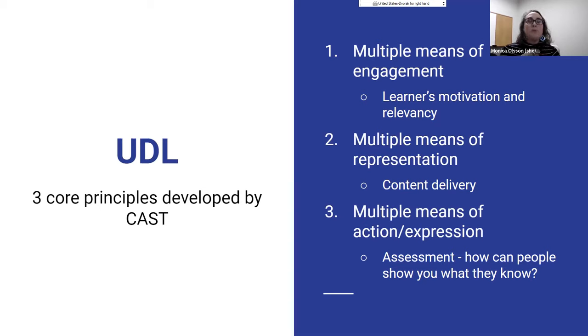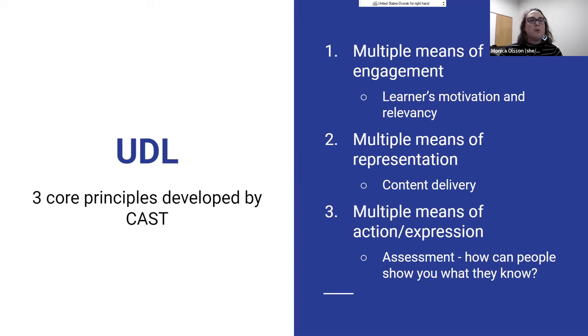Number two, multiple means of representation. This refers to content delivery. So instead of only relying on assigned reading materials, you might allow your learners or your participants to read an article and watch a video or listen to a podcast. And so they can pick and choose or engage with all of those content delivery options.